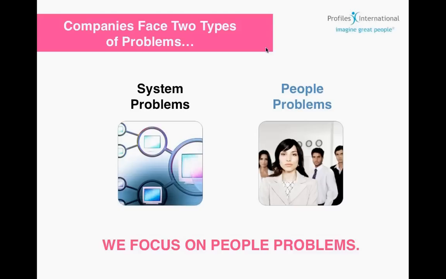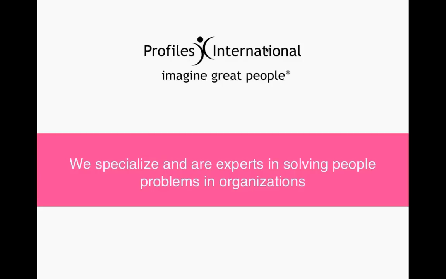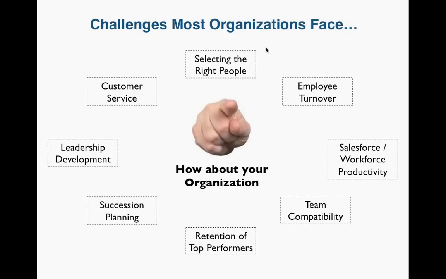Now, in our 20 years in the business, we find that there are only two types of problems companies face today. It's either system or people problems. At Profiles International, we focus on the people problems. We all know what system problems are, right? If you have system problems, those can be fixed with good people, but it's not the other way around. To make it short, we specialize in solving the most pressing people related issues in the organization. I would like to share with you some of the common issues that most of our clients face.